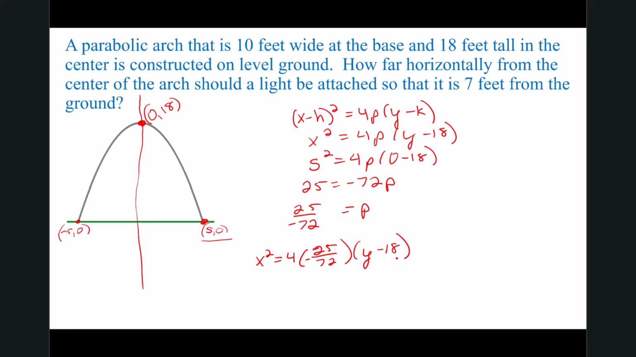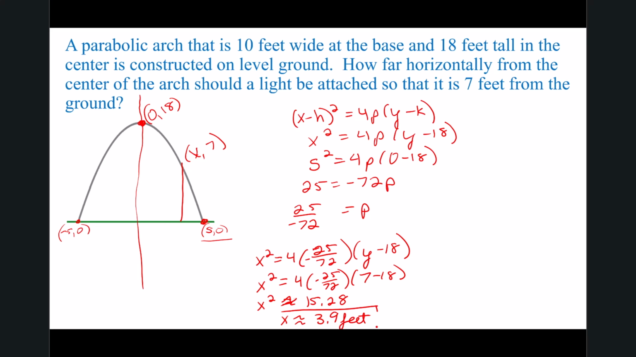Now I want to know how far horizontally from the center of the arch a light should be attached so that it is 7 feet from the ground. So here, if it's 7 feet from the ground, then my y value is 7, and I want to know the x value. So I will substitute 7 in for y, and then I can find x. So I have x squared equals 4 times negative 25 over 72 times (7 minus 18). I put all that in the calculator, and I get x squared is approximately equal to 15.28. Take the square root of both sides, and I get x is approximately 3.9 feet.